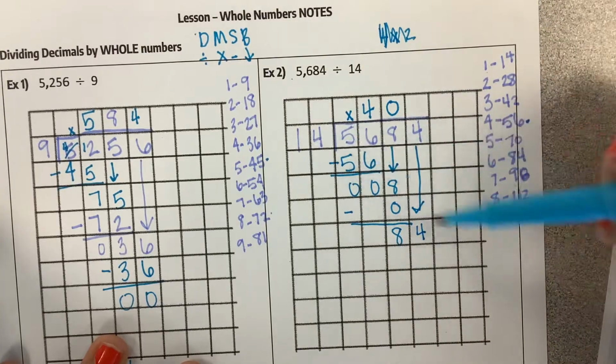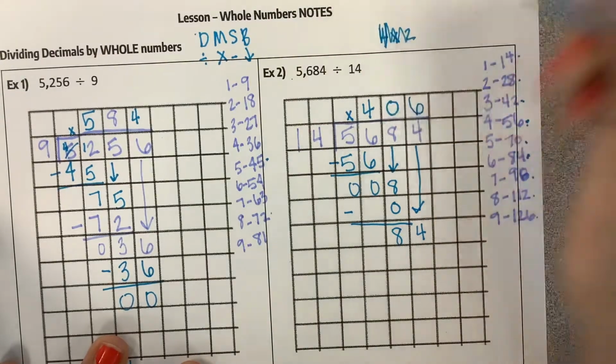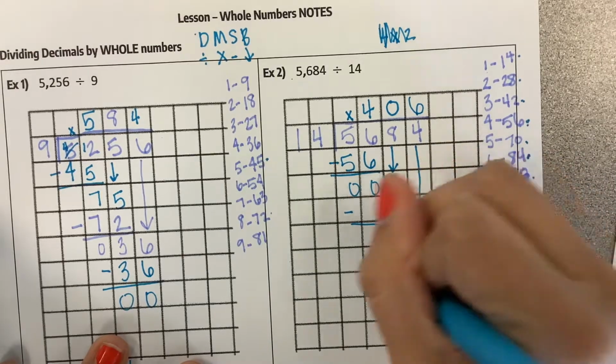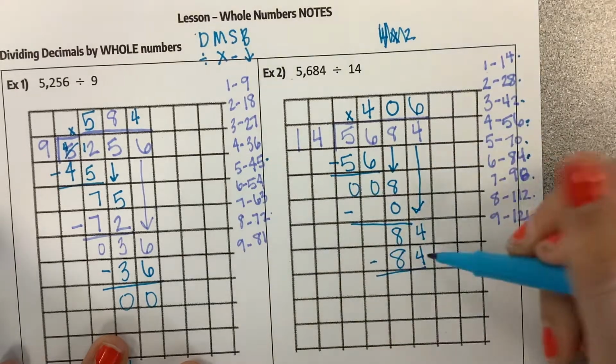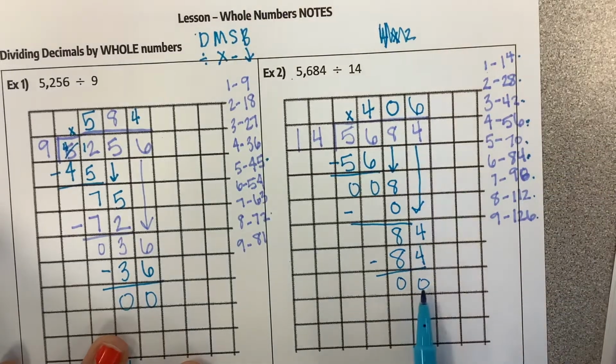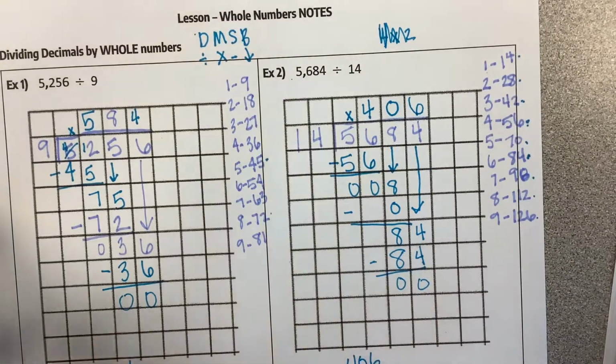How many times does 14 go into 84? Well, 14, 28, 42, 56, 70, 84, 98, 112, sorry, I went too high. 42, 56, 70, 84. It goes in exactly 6 times. So I multiply. 14 times 6 is 84. Now I can subtract. 4 minus 4 is 0. 8 minus 8 is 0. So we have our remainder of 0. There's nothing to bring down. So our answer is 406.